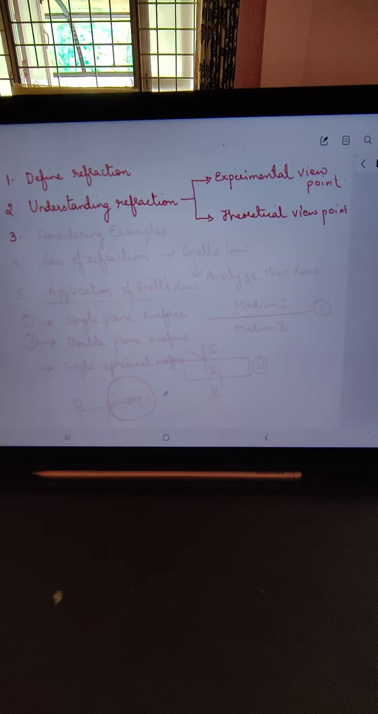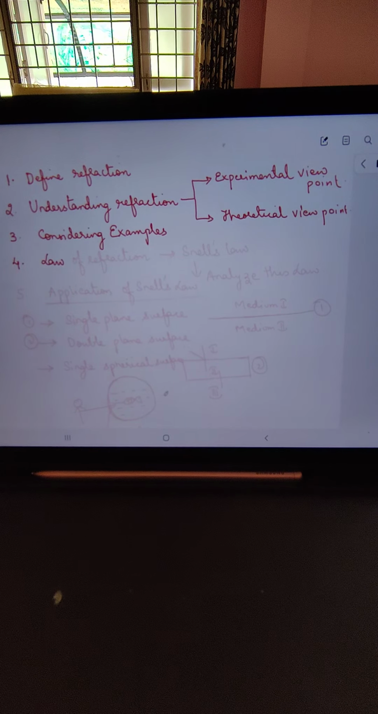Then next we move on to considering a few examples, and with the help of these examples we need to see how the phenomenon of refraction takes place in nature and also how it is associated with human life. So after considering examples, the next thing is we need to analyze the law of refraction.